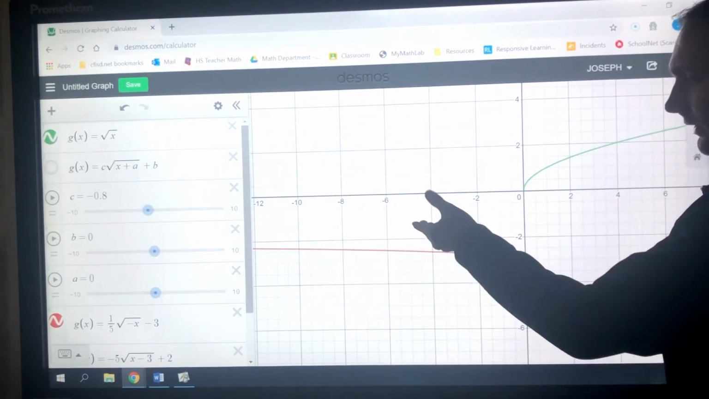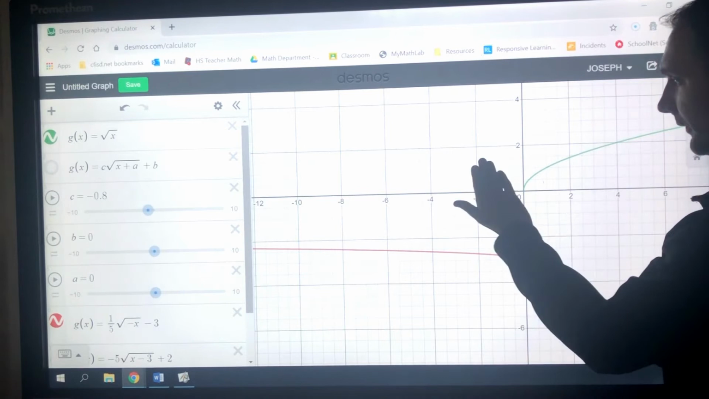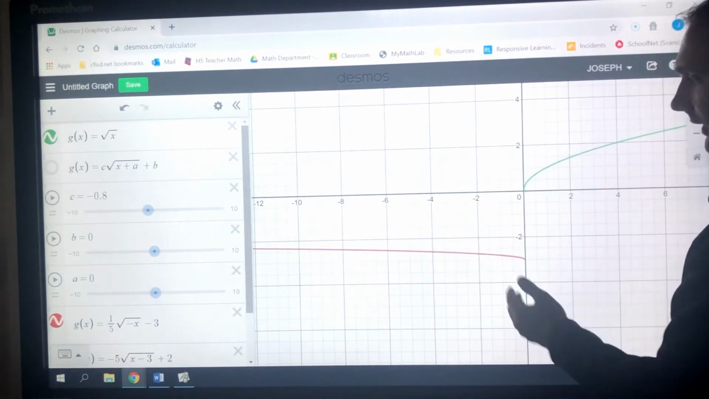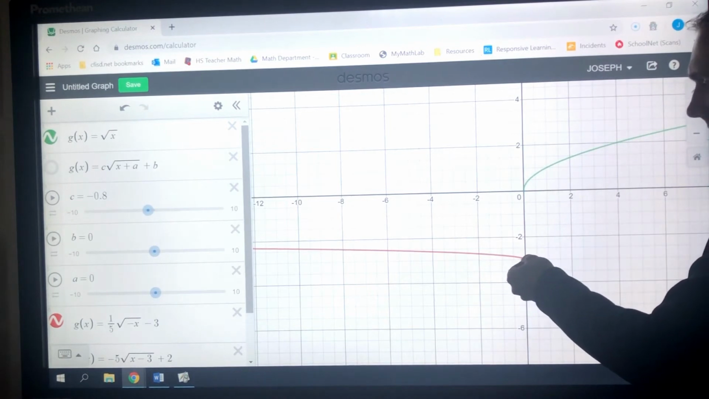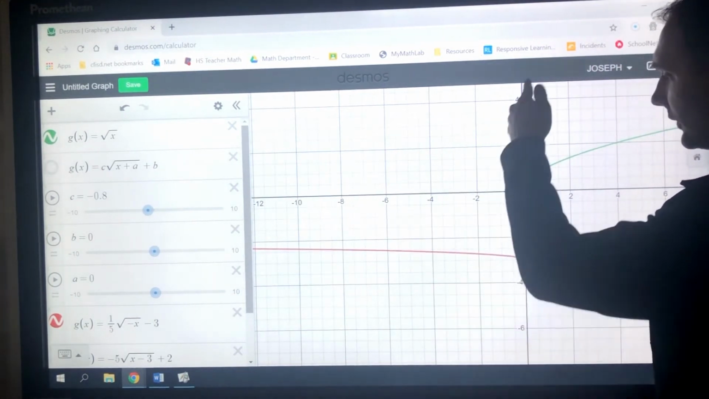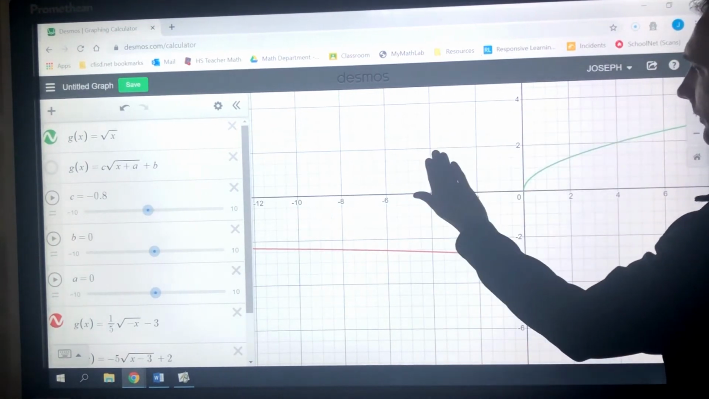Flatter. So it compressed. And also it reflected across what? Not the x value, but across the y value. So it went down 3, it compressed because it got flatter, and it reflected across the y. I rotated this around my y-axis.